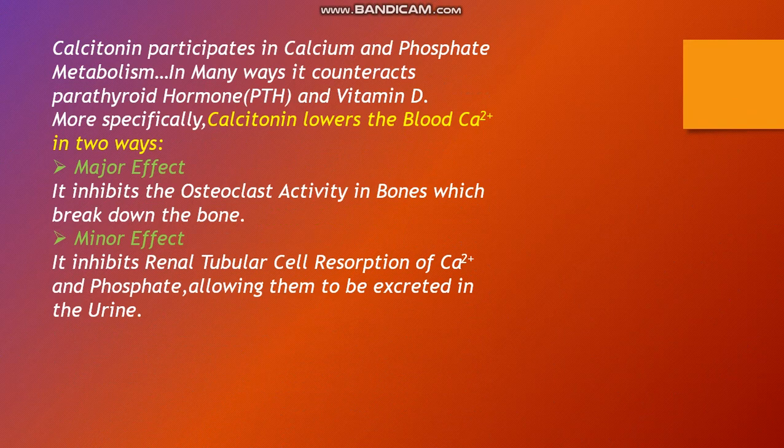The major effect: it inhibits the osteoclastic activity in bones, which break down the bone. It inhibits the osteoclast activity, which means the breakdown of the bone is halted. And as a minor effect, it inhibits renal tubular reabsorption of calcium and phosphate, allowing them to be excreted in the urine.